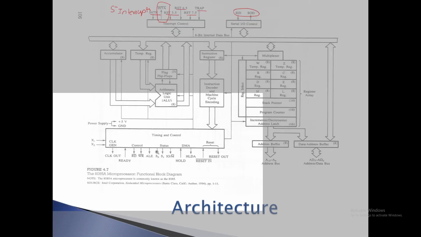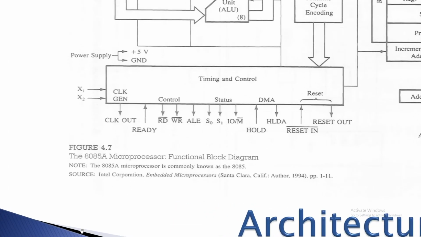Now, as you can see, this timing control unit has all the signals which are required: clock out, crystal X1 and X2, control signals like read and write, status signals like S0, S1, IO/M bar, the ALE signal, that is the address latch enable signal, DMA direct memory access signals like HOLD and HLDA. Apart from this, we have control signals like RESET IN and RESET OUT.